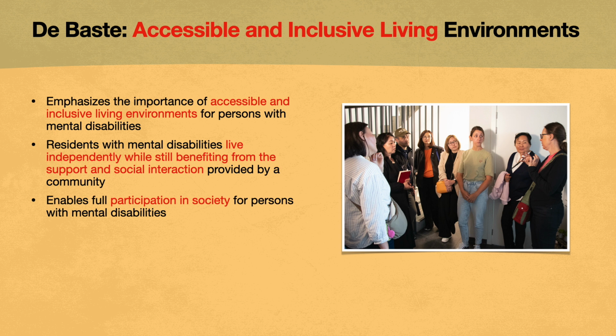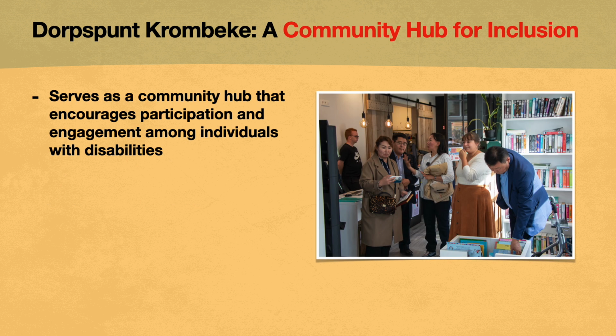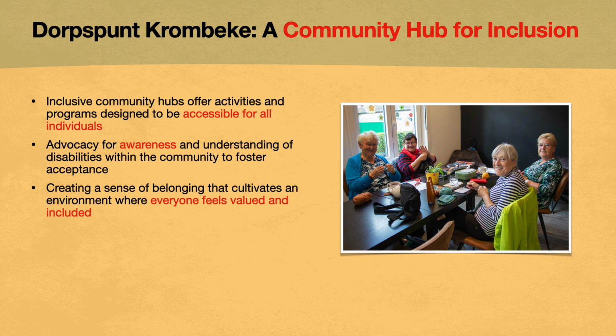This approach aligns with the social model of disability by reducing social barriers and fostering a more inclusive environment. It ensures that individuals with disabilities have the choice and freedom to live independently while being part of a supportive community, enabling full participation in society. Finally, Dorpspunt Krombeke serves as a community hub that encourages participation and engagement among persons with disabilities. By offering inclusive programming and advocating for awareness, it helps create an environment where everybody belongs.